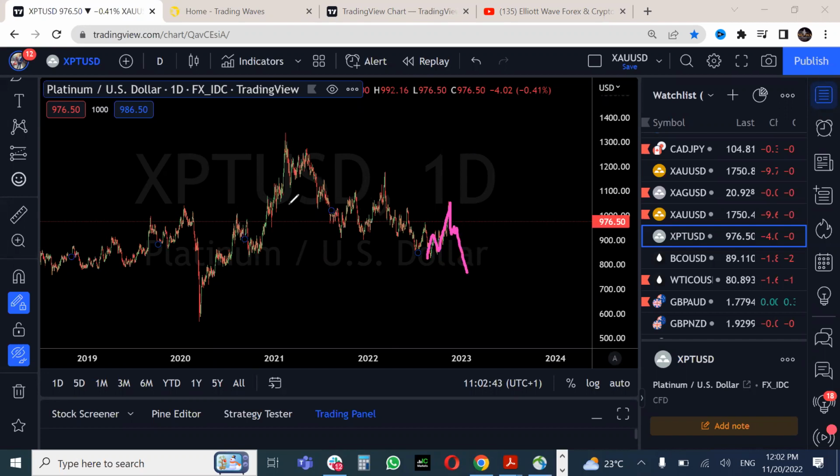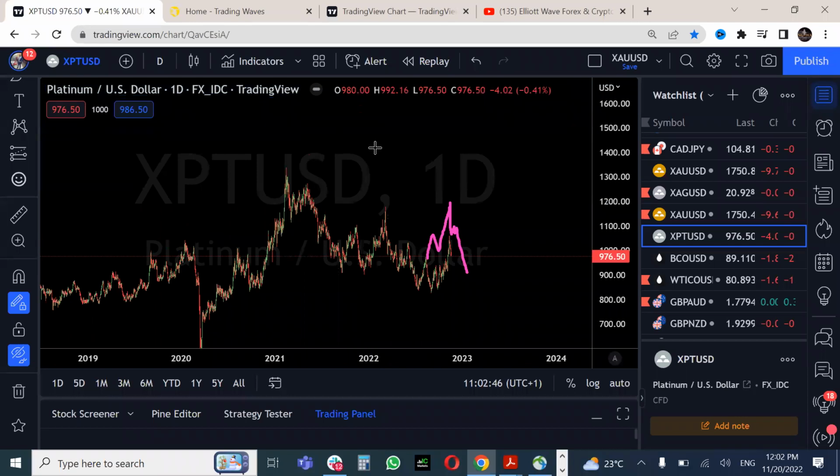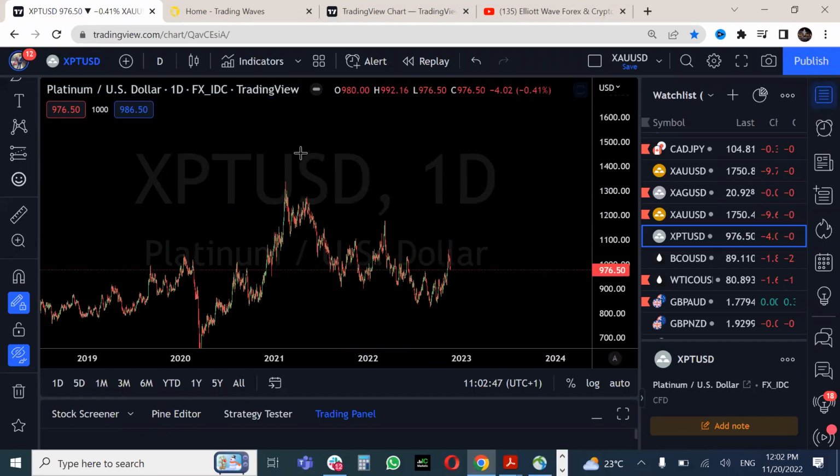Now, where does that even come from? If you look at platinum, the structure is a WXY corrective structure. We've got a complex B correction in the middle, which we have traded, by the way. We have traded platinum from around this level, and this was simply what we were expecting from platinum, that it is going to make a move like this. Okay, so we've already got that move on platinum.